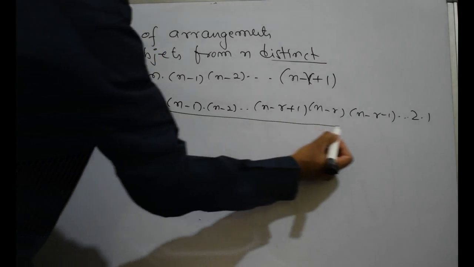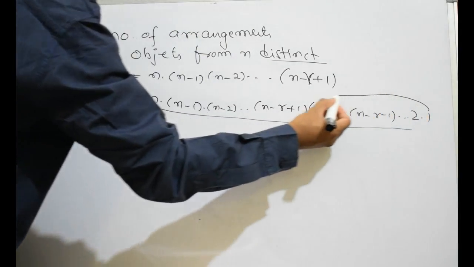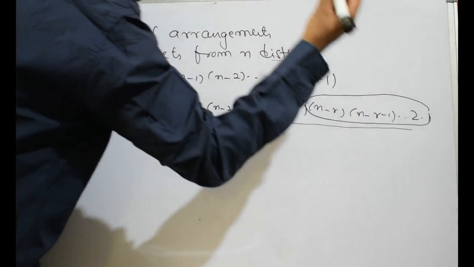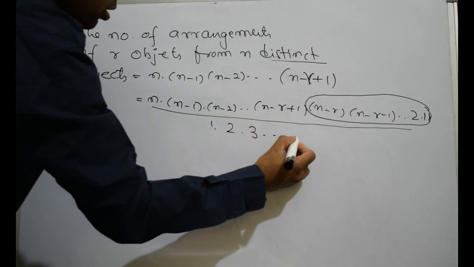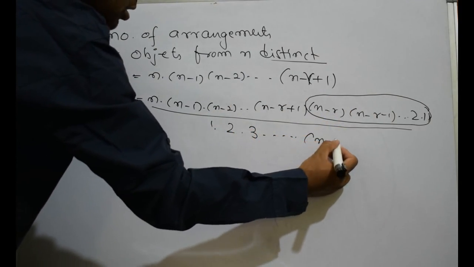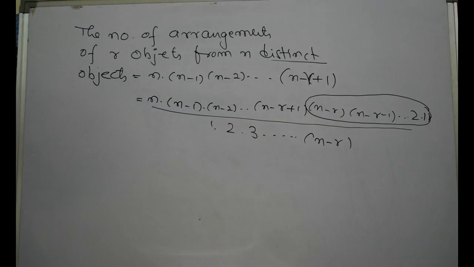Divided by, what I multiplied here from 1 to n minus r, this I extra multiplied, so I will divide by 1 into 2 into 3 and so on up to n minus r. I am supposing here that you know about the factorials. If you don't know about the factorials, just comment below and I'll make a video lesson for those who are unable to understand these factorials.